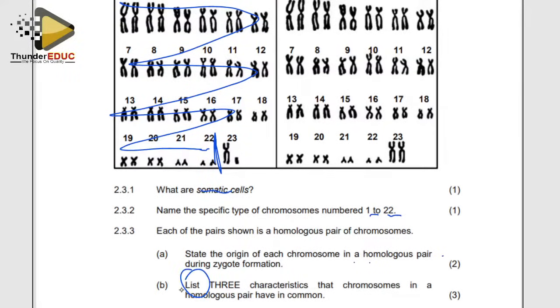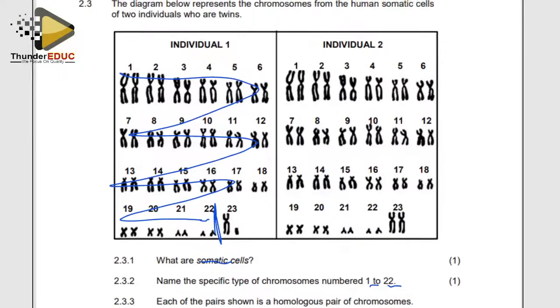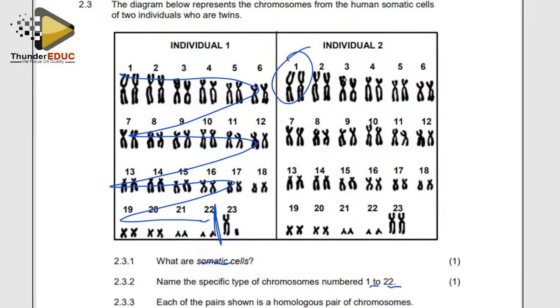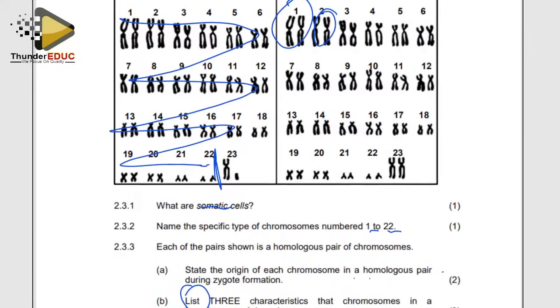Now, here's another question. List 3 characteristics chromosomes in a homologous pair have in common. If these are homologous chromosomes, what do they have in a pair? We saw it when we were discussing, yes, one from the father, one from the mother.